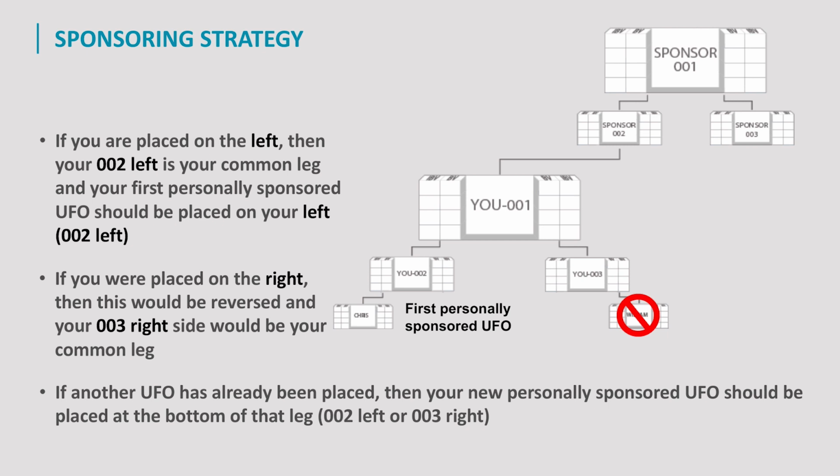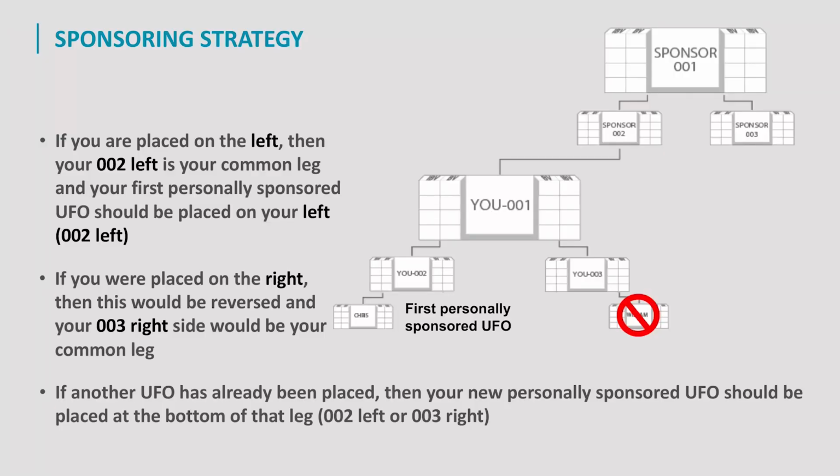If you are placed on the left side of a business by your sponsor, then your 002 is your common leg. So again, if I come in on the 002 left, then my first person is going to go on my 002 left. We call that a common leg. If I were brought in on the 003 right, then my first person would go on the 003 right. Again, common leg sponsoring strategy. Whatever side you came on, the first person you introduce will go on that same side. And what this does is it helps each person on the team know where to place people as they continue to place people. So very important to understand this strategy.